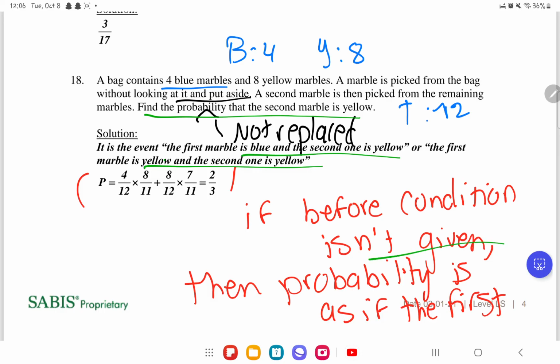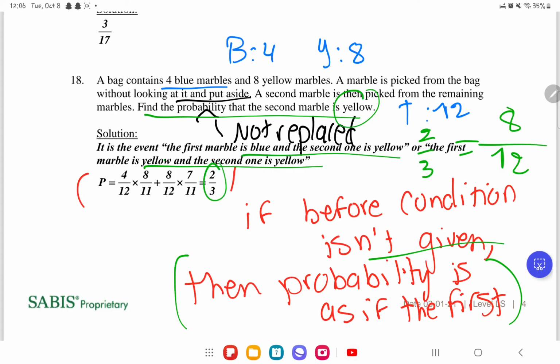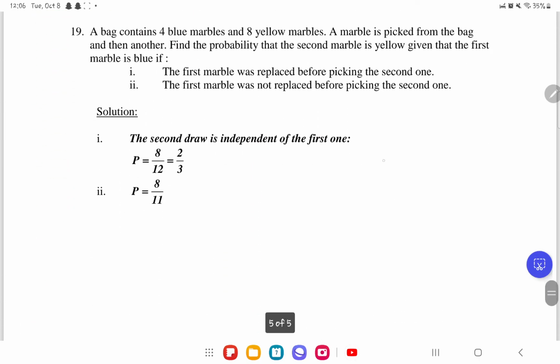So since it isn't given, we're gonna take it as if it's being picked the first time. So we're gonna take the probability of the marble being yellow as 8 out of 12. And if you do 8 out of 12 on your calculator, you will get 2 out of 3, which is the same answer as their way, even though they did it in a longer and more exhausting way.